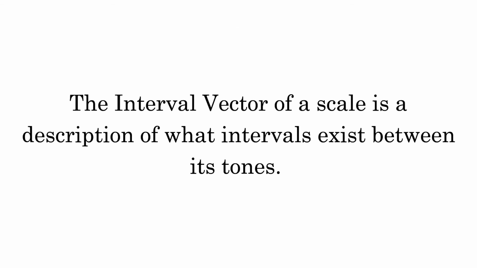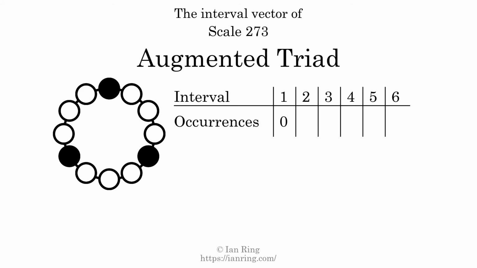The interval vector of a scale is a description of what intervals exist between its tones. There are no intervals with the size of 1 semitone. There are no intervals with the size of 2 semitones. There are no intervals with the size of 3 semitones. There are 3 intervals with the size of 4 semitones. They are here, here, and here. There are no intervals with the size of 5 semitones. There are no intervals with the size of 6 semitones. Each interval does not appear in this scale a unique number of times, so this is not a deep scale.